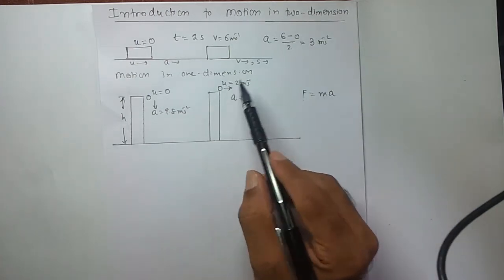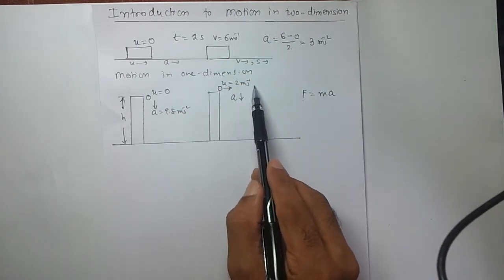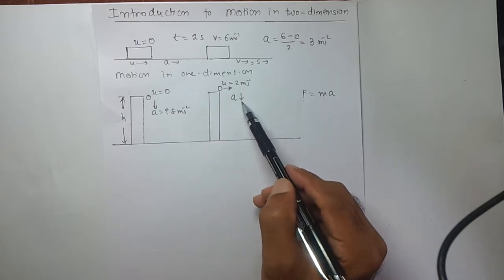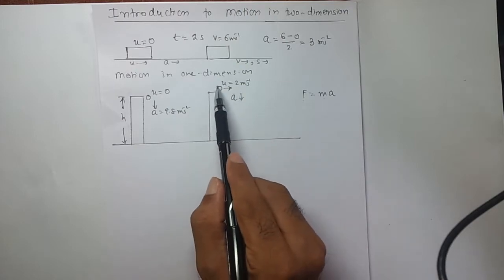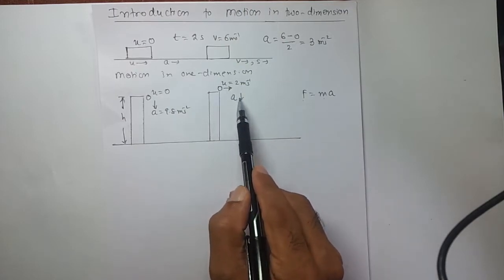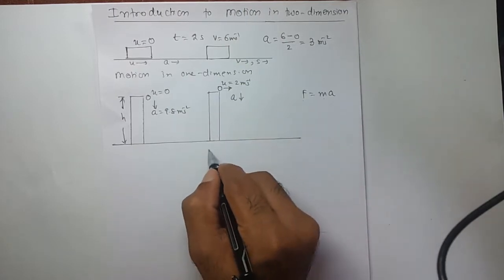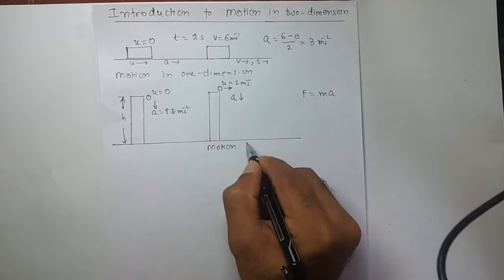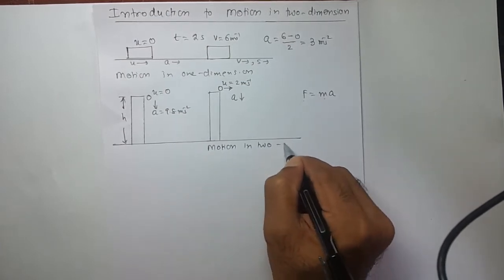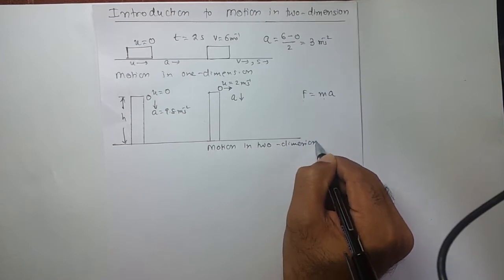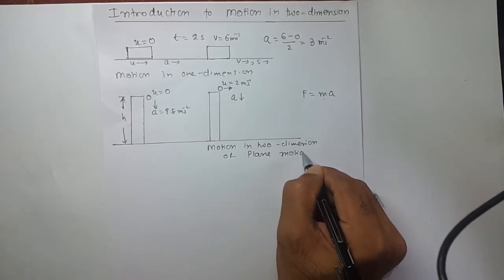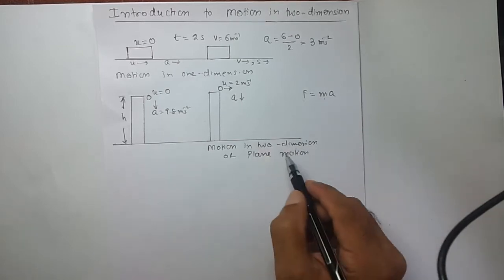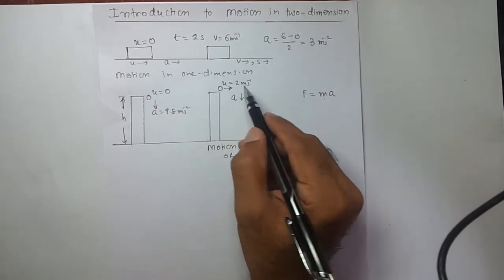And you can see this difference over here. The direction of the initial velocity is horizontal, whereas acceleration is in the downward direction. And this type of motion, in which the direction of the initial velocity and the direction of acceleration are different, is known as motion in two dimensions, or plane motion. The reason is very simple: the object is moving in two dimensions.